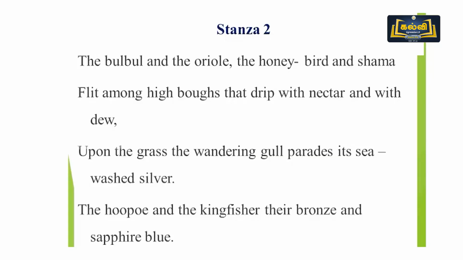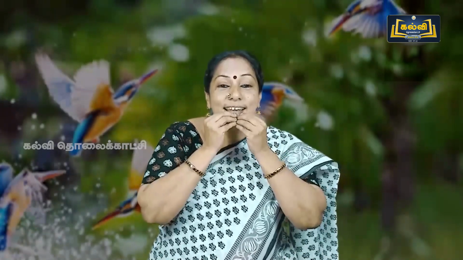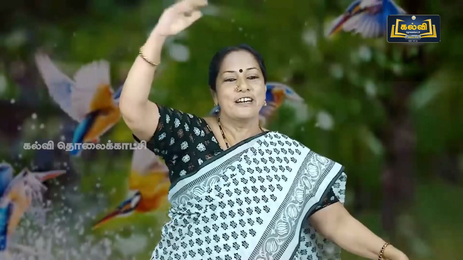Fine? The bulbul and the oriole, the honey bird and shama flit among high boughs that drip with nectar and with dew. Bulbul, oriole, honey bird, shama. They're all different names of birds. What do they do? They move very quickly. They flick their wings, right? They move very, very quickly. They take the nectar from the flowers along with the dew in their beaks, and they move from high branches of trees.